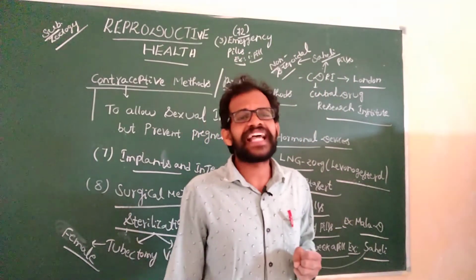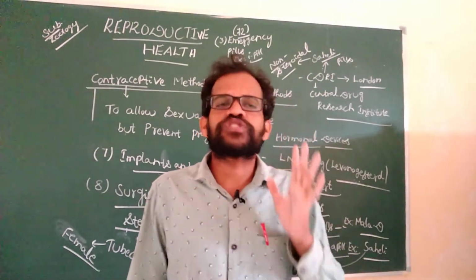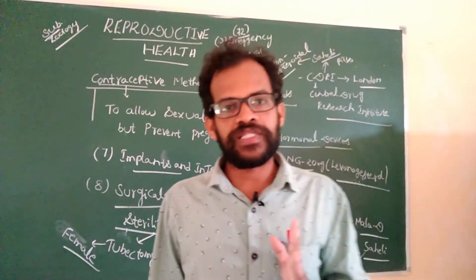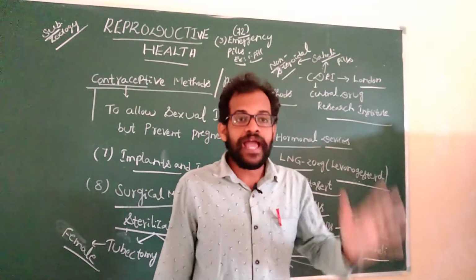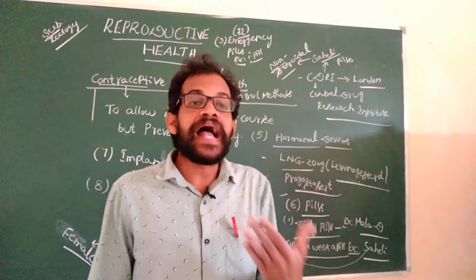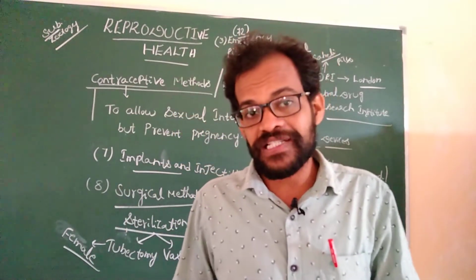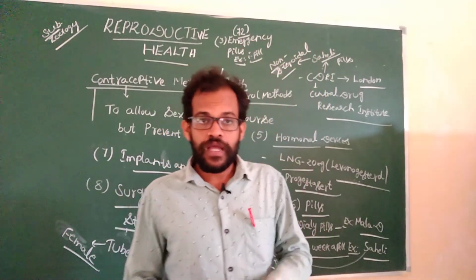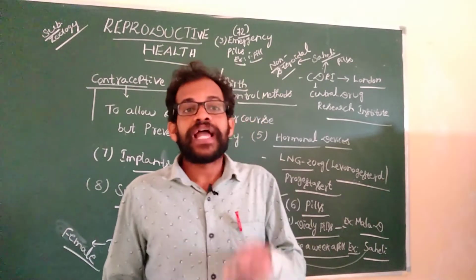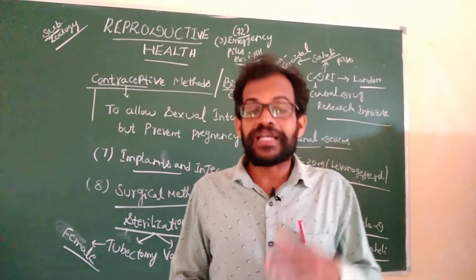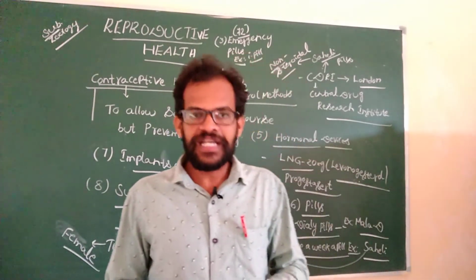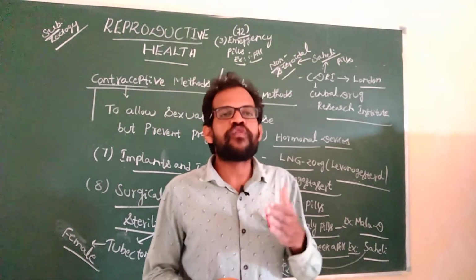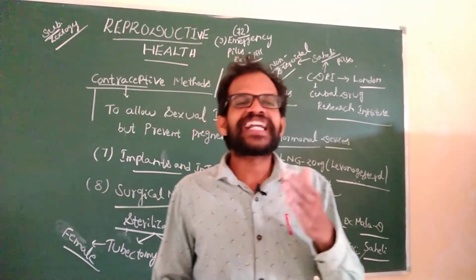Natural method. What is the natural method? Periodic abstinence. Second one, withdrawal method. Third one, lactational amenorrhea. The next method, barrier methods, are physical barrier methods. What are barriers? Condoms, cervical caps and diaphragms. Next, they use chemical methods. These chemicals are used in the form of foams, jellies, creams.